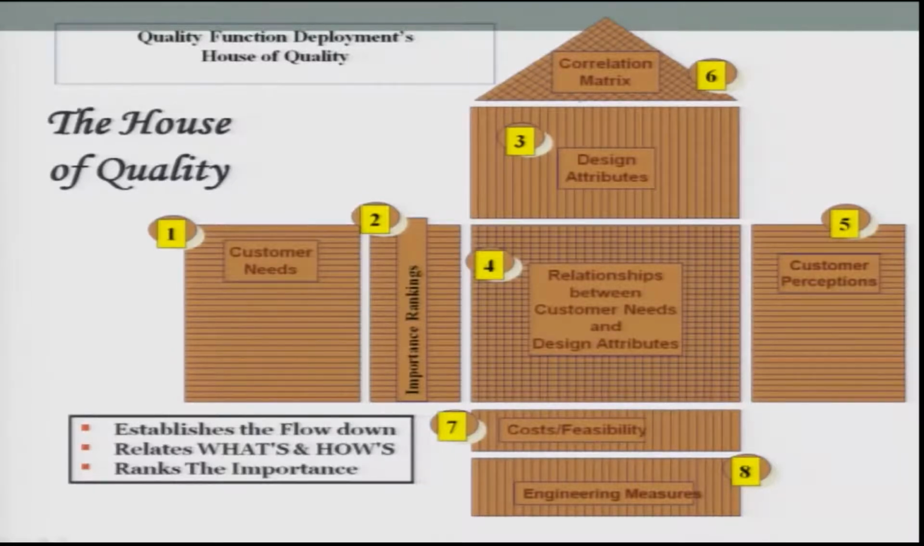So, there would be some customer perception, and based on it the design attributes should be tailored. There would obviously be some cost feasibility and engineering measures. If the design requirement based on the customer requirement is very tough, then obviously the cost would increase. So, you have to make appropriate planning to meet the customer requirement to the maximal possible extent, and if required, talk with the customer and check how rigorous the requirements actually are at his or her end.